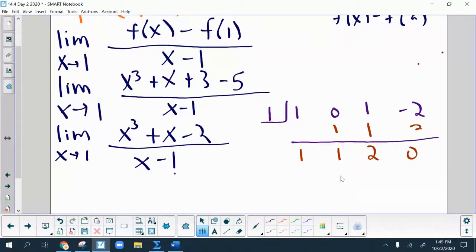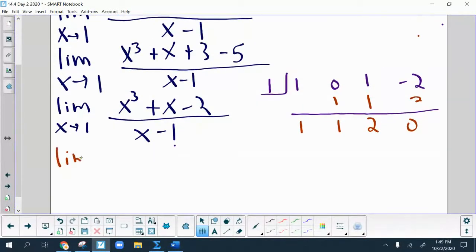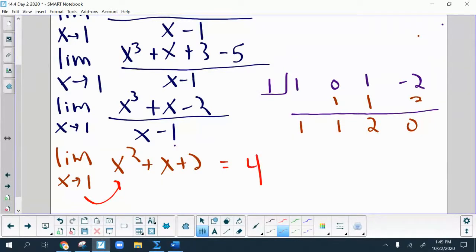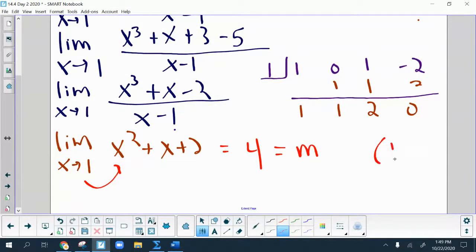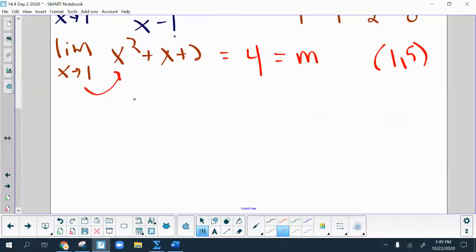Yay, we get 0 as a remainder, which means this is the limit as x goes to 1 of just x squared plus x plus 2. And now you can put 1 in and you get 4. So your limit, which is your derivative, which is your slope, is 4. I now have a slope and a point. So remember the point was 1 comma 5. And I'm just going to use point slope form of a line. So I'm going to do y minus 5 equals 4 times x minus 1. And just leave it.